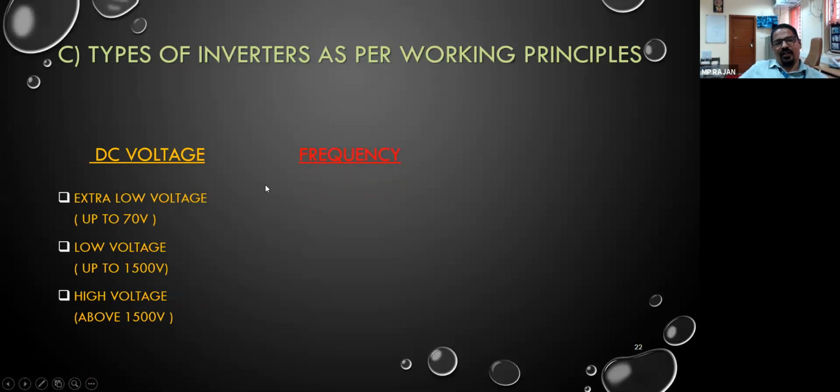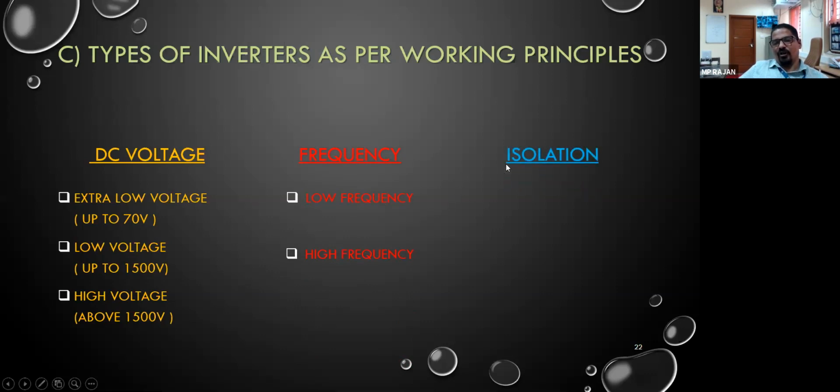Based on the frequency, we can say low frequency inverter and high frequency inverter. That means the transformer used in the inverter is working on low frequency or high frequency. Nowadays the microprocessors are there which can convert the low frequency into high frequency. So a high frequency transformer has so many advantages. The losses are very less, the size will be very less, and efficiency will be high. So you can have a low frequency or high frequency inverter.